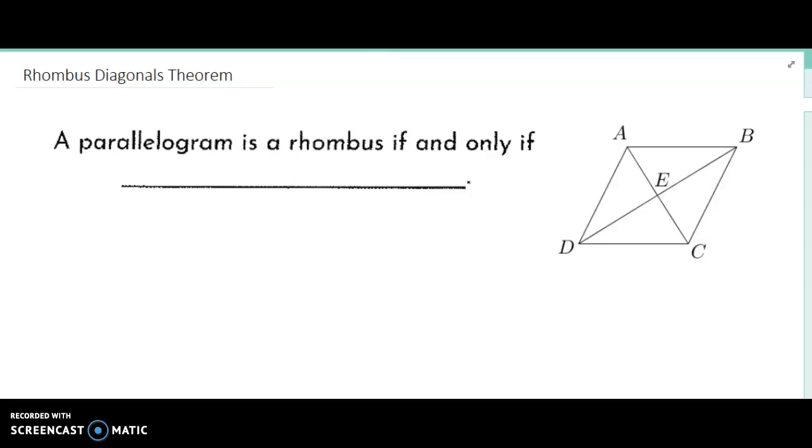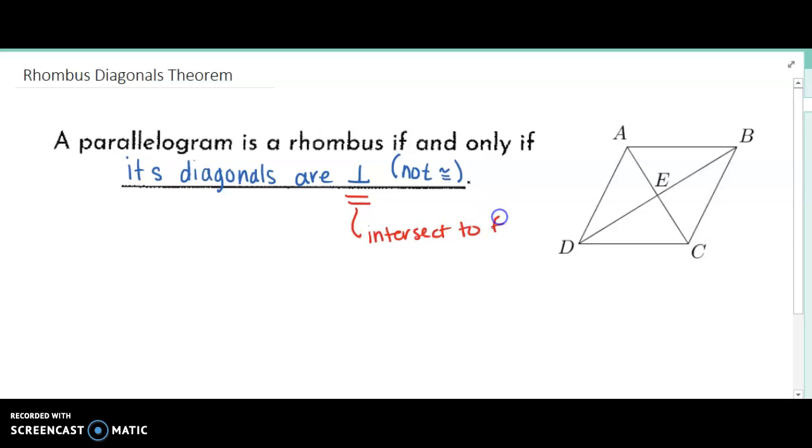So the first one is the rhombus diagonals theorem. The rhombus diagonals theorem tells us that a parallelogram is a rhombus if and only if its diagonals are perpendicular. And I'm going to put here: not congruent. A lot of people mistakenly say that a rhombus has congruent diagonals, and that is not the truth. They are perpendicular. If you remember, perpendicular means they intersect to form a 90-degree angle.